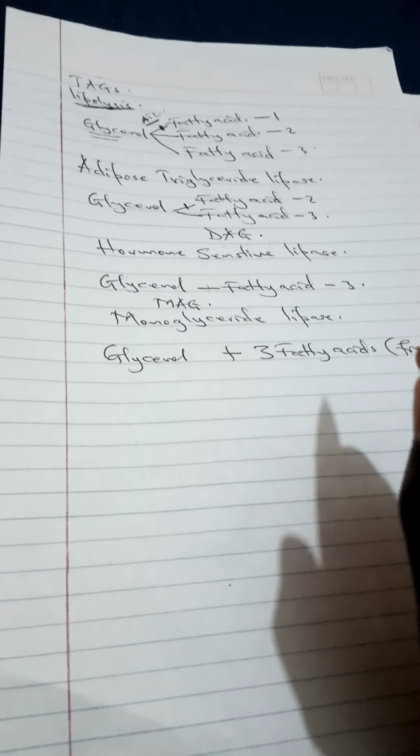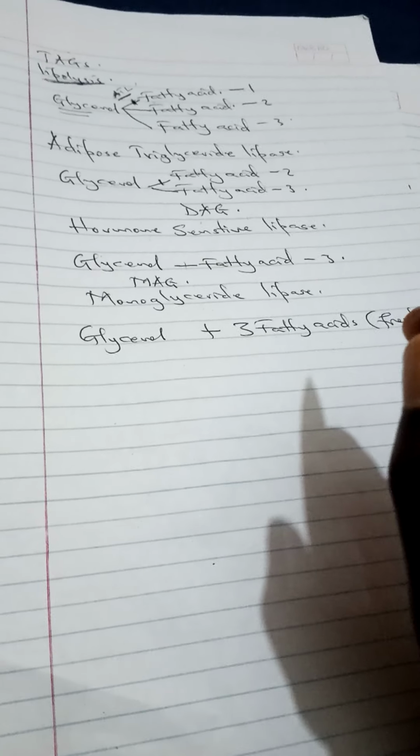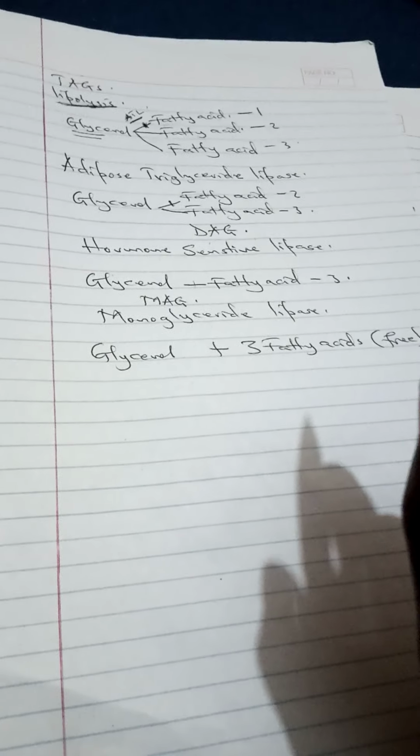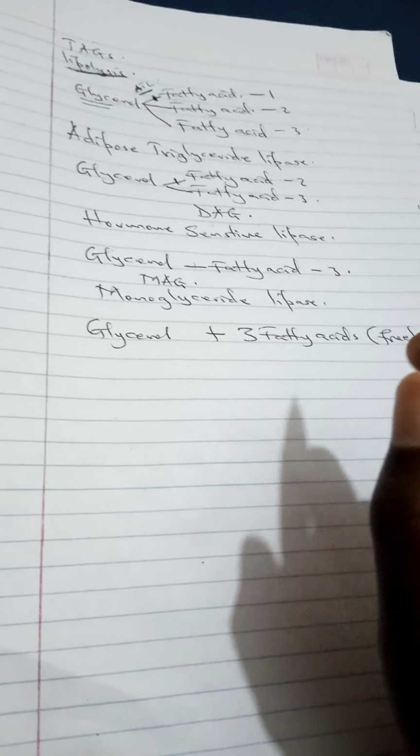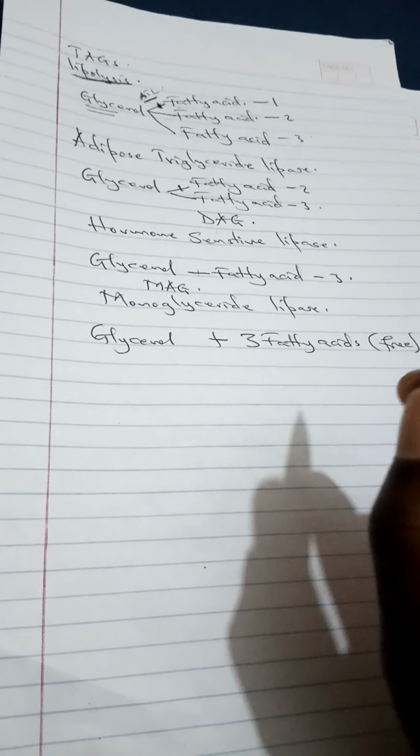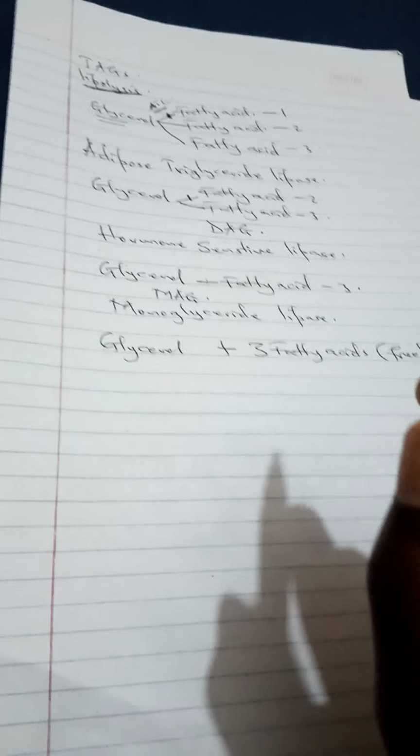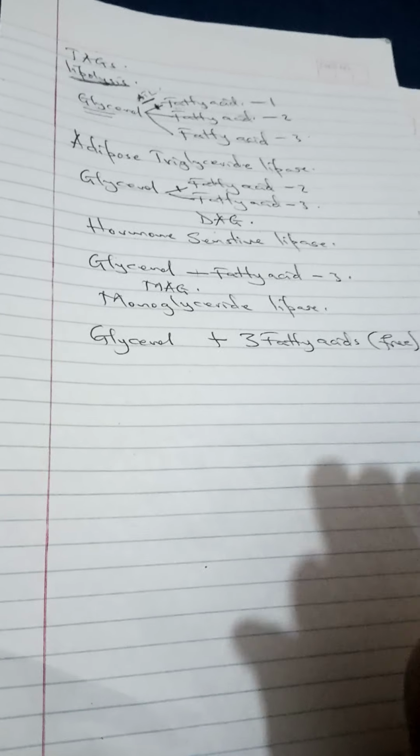So that is lipolysis. Our main emphasis was to break down the TAGs to release the glycerol backbone and the three fatty acids. The breakdown of the first fatty acid is catalyzed by adipose triglyceride lipase. The second fatty acid's breakdown is catalyzed by hormone sensitive lipase, which is the rate limiting enzyme for the reaction. Then the third fatty acid's breakdown is catalyzed by monoglyceride lipase, and so we have our glycerol and three fatty acids.